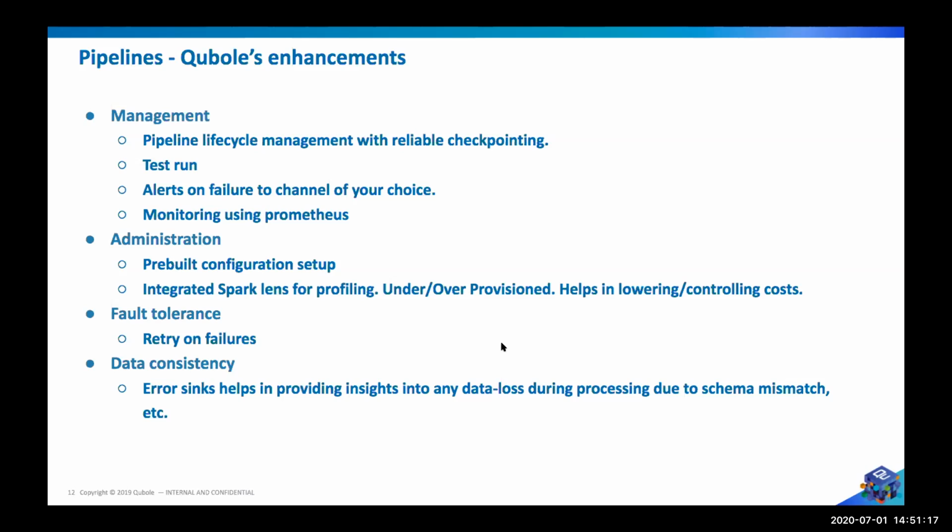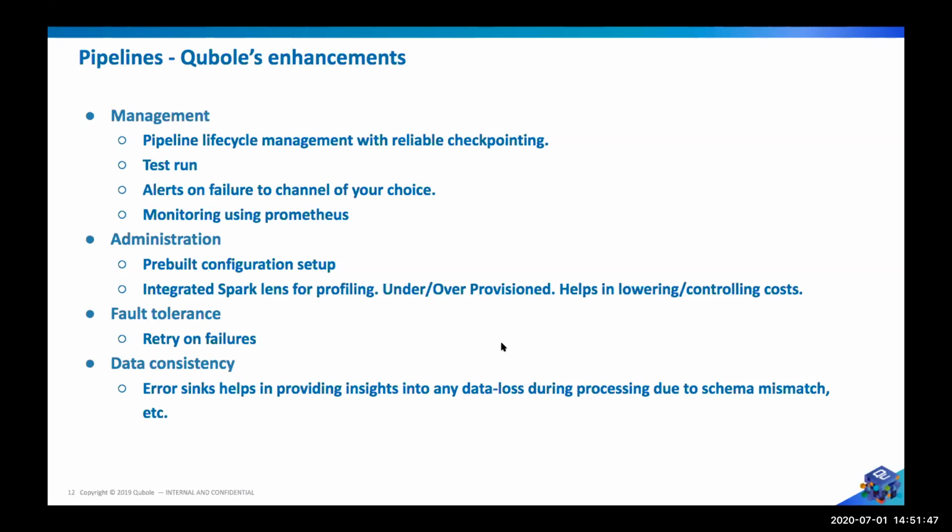And then we have integrated Spark Lens for profiling, which is basically an open source contribution from Qubole's side, and that can be used as a profiling tool. In this case, we have integrated that profiling tool with Qubole, and this will help you figure out if your cluster capacity is under provisioned or over provisioned, and this will help you in lowering and controlling the cost.